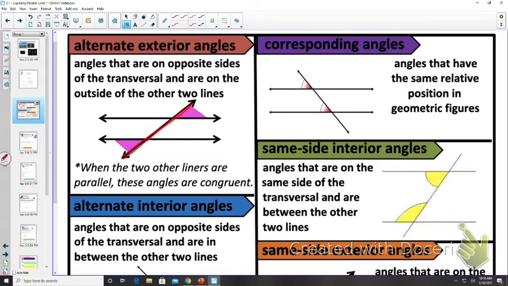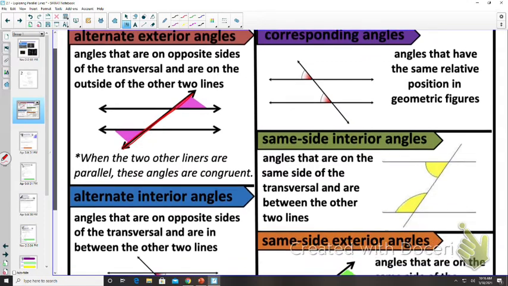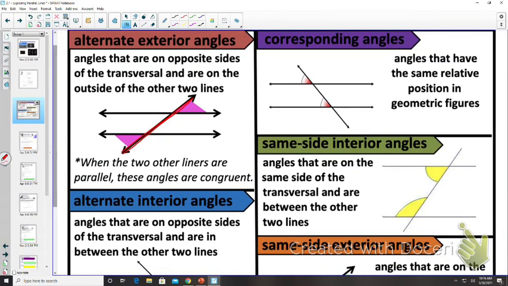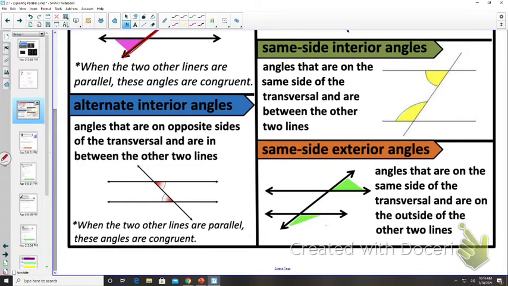Don't worry too much about writing this stuff down. We are going to learn more about that tomorrow. I just wanted to introduce this. Corresponding angles have the same relative position and angle. We have alternate interior angles, so these are going to be on opposite sides of the transverse line.